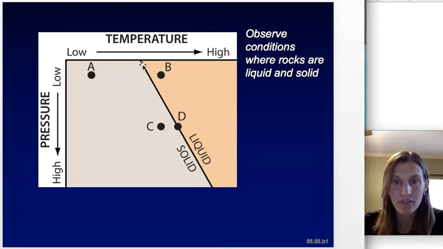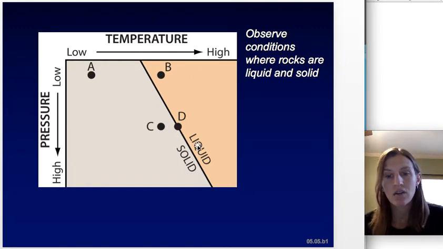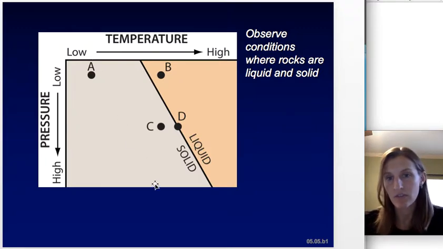So that's what that's showing. The position of this line, where it plots here versus over here, and you would have actual number values associated with it, depends on the composition of the rock. If you have a more felsic rock, it's going to have a line over here. It requires lower temperatures to melt.